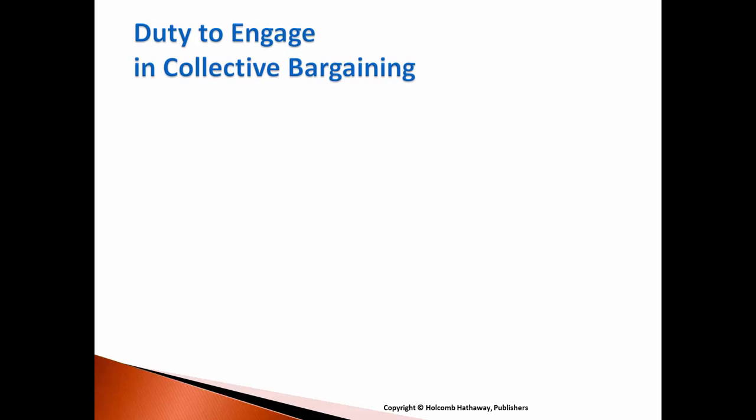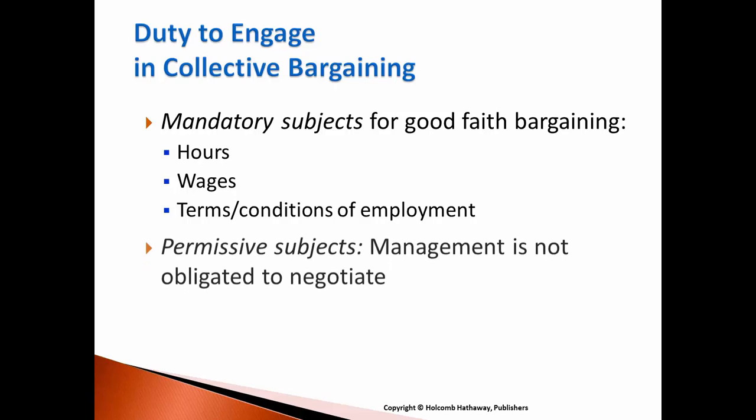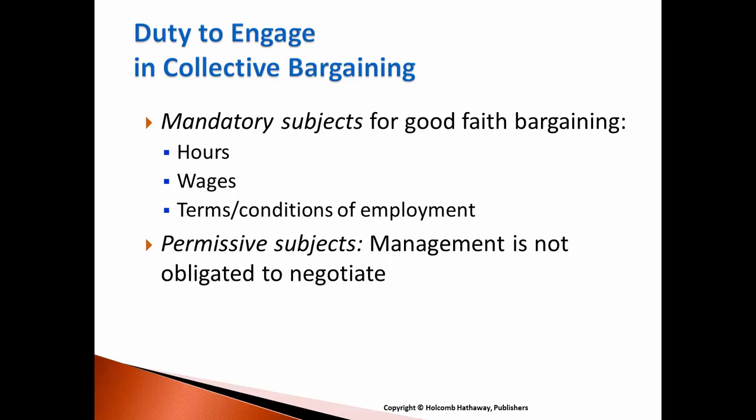Now, duty to engage in collective bargaining. Once a union is in existence, management must engage in collective bargaining over mandatory subjects or risk being charged with unfair labor practice. Some of the mandatory subjects for good faith bargaining are hours, wages, and terms and conditions of employment. Then there are permissive subjects that management is not obligated to negotiate on. Basically, if there's an impasse, a stalemate in negotiations, oftentimes that will lead to a lockout. So you have mandatory subjects and then permissive subjects.